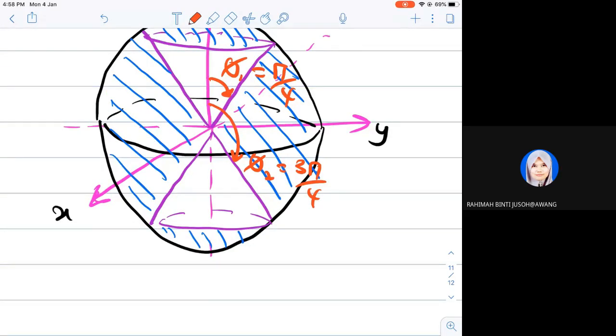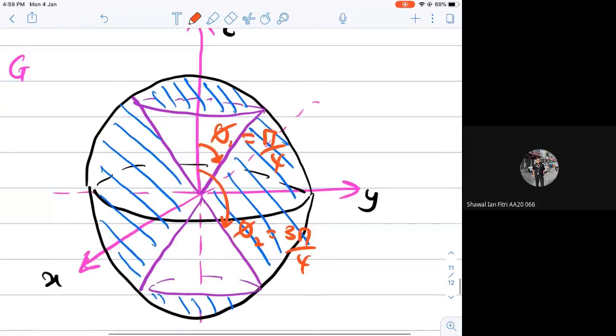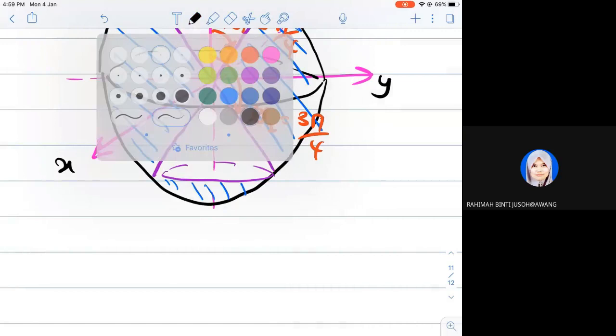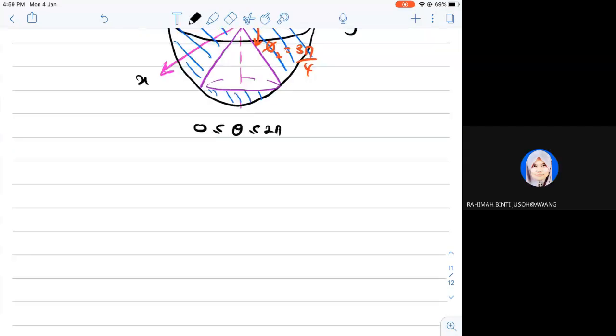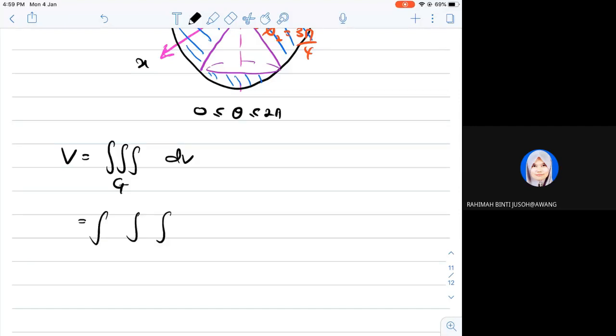Okay, and then now the limit of theta angle. Kalau you pandang daripada atas lah guys, apa yang you akan nampak sebenarnya? Bulat. Yes, complete circle. So we can see a complete circle, therefore theta should be from 0 until 2 pi. Yes, so we can proceed with the volume. Okay, V equals to triple integrals with respect to G dV. So we have dV is rho squared sine phi d rho d phi d theta.